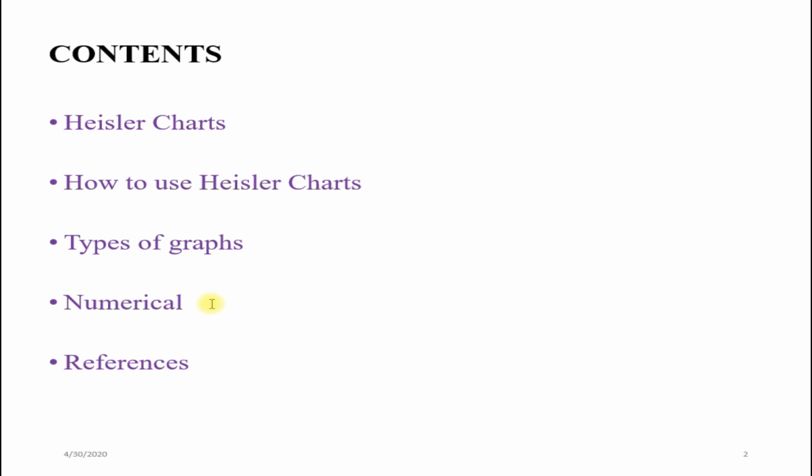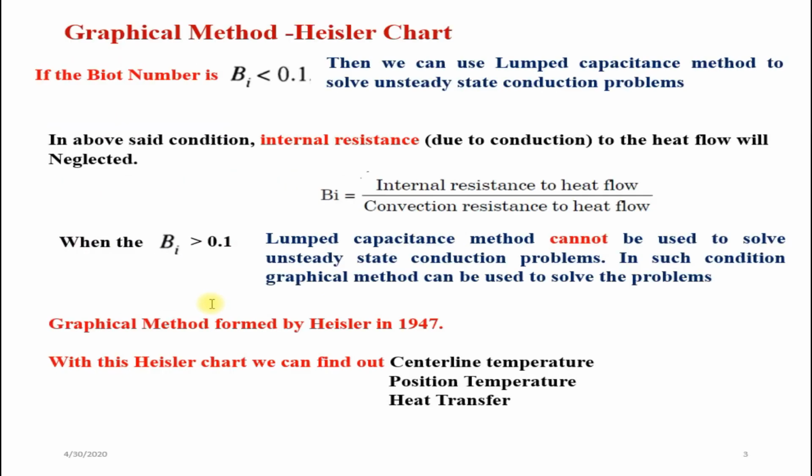Now coming to the graphical method, that is the Heisler chart method. We use this graphical method if the Biot number is greater than 0.1, because then it is not possible to use the lumped capacitance method. If the Biot number is less than 0.1, we can use the lumped capacitance method to solve unsteady state conduction problems. In the last session, we solved a few problems on the lumped capacitance method.